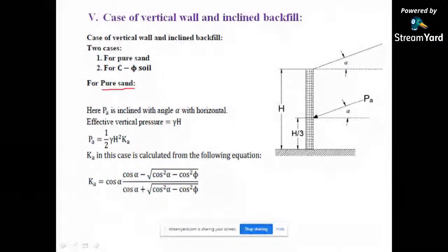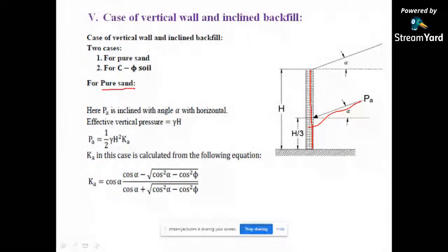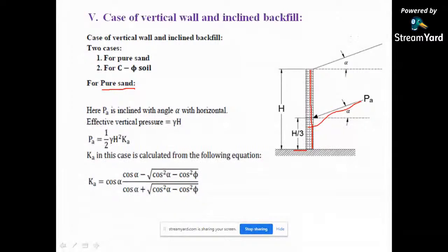So when it is a pure sand and your backfill is inclined, then alpha angle has to be calculated. You can see that this is your height h and your PA is acting inclined on this wall, h by 3 from base. This is your base, so it is acting h by 3 from base. This is your backfill side or road side, whatever construction you are taking, and it is making angle alpha. Same angle alpha we are considering here by the angle of correspondence. Now here PA is inclined with an angle alpha with the horizontal, so effective vertical pressure will be gamma into H. So this is only soil.